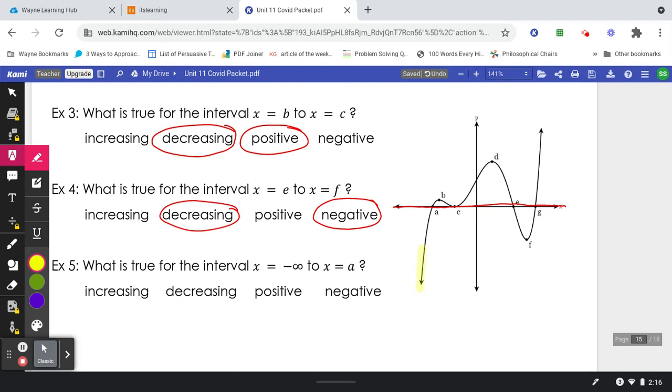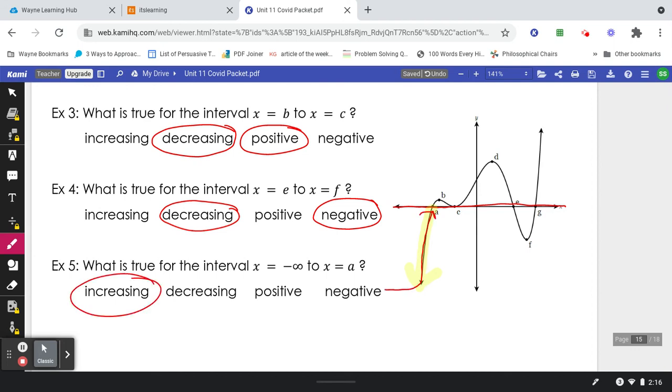Negative infinity, remember, is always on the left all the way till a would be right here. And circle what you think is true for that. Although we see the arrow going downward, remember we read graphs from left to right, so we read them going this way. So it's actually going to be increasing, and it is below the axis, so it is negative. Increasing and negative.